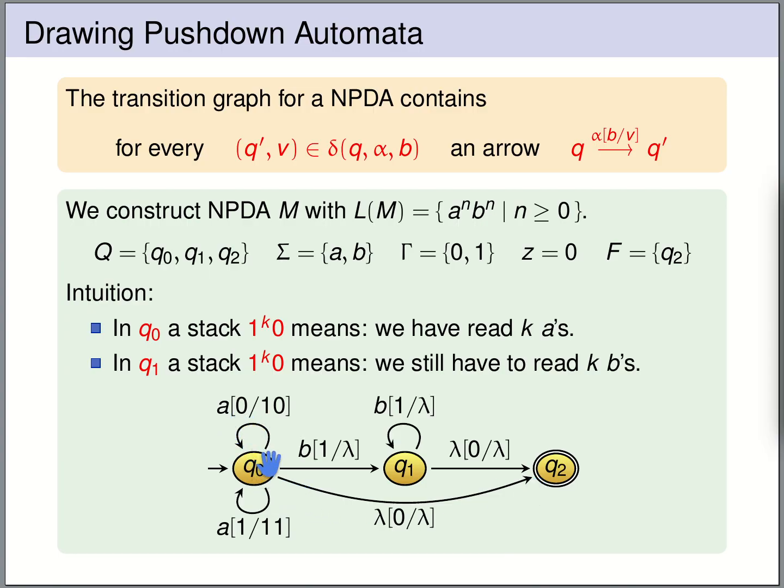Once we have read an A, there's no longer a 0 on top of the stack. There's a 1, so then we have to take this transition reading a B in order to get to an accepting state.